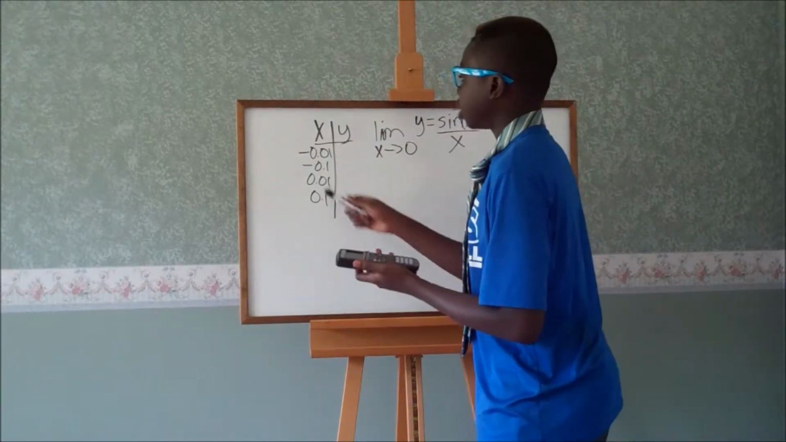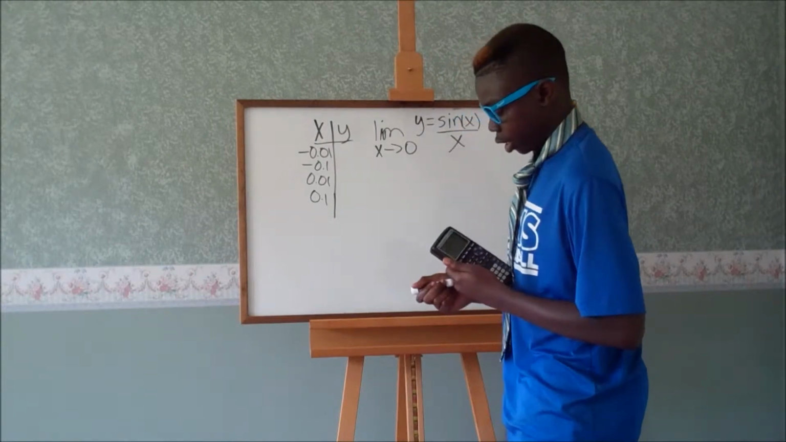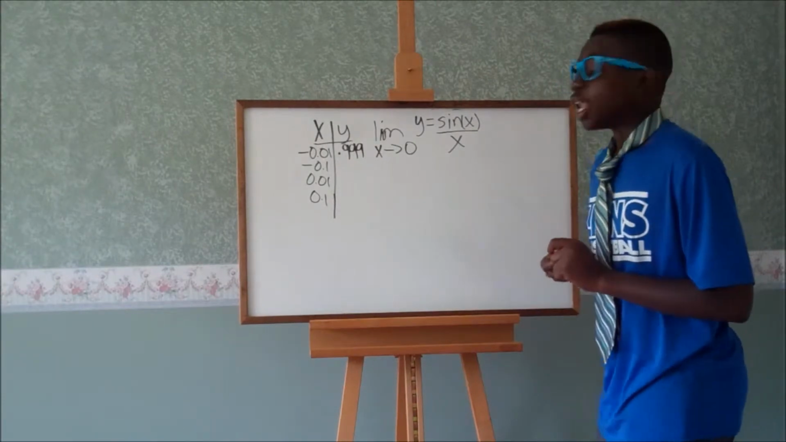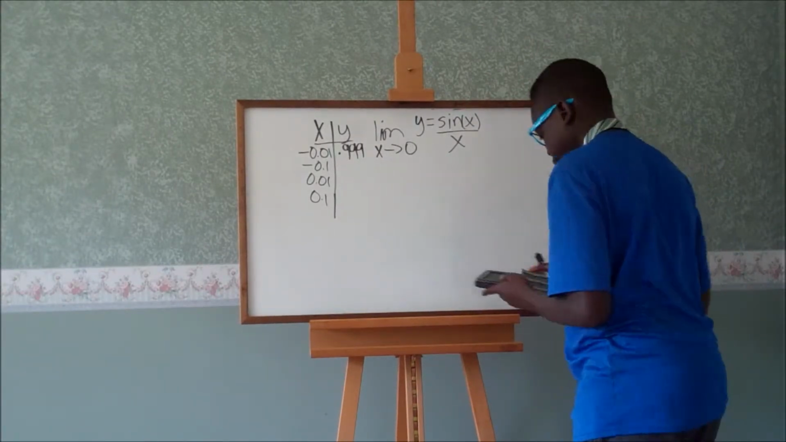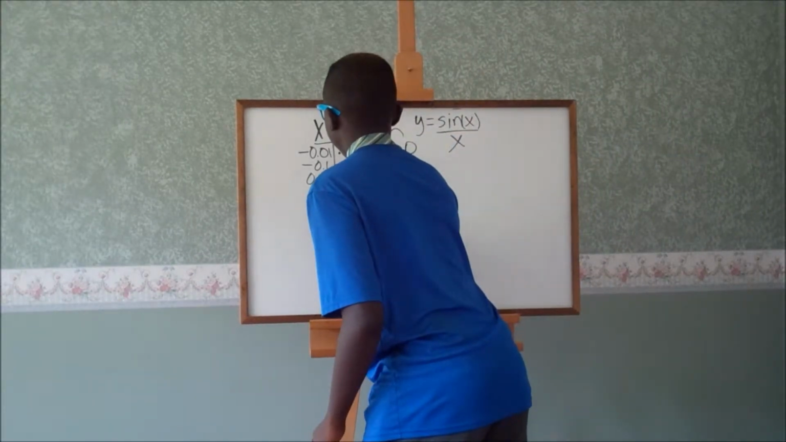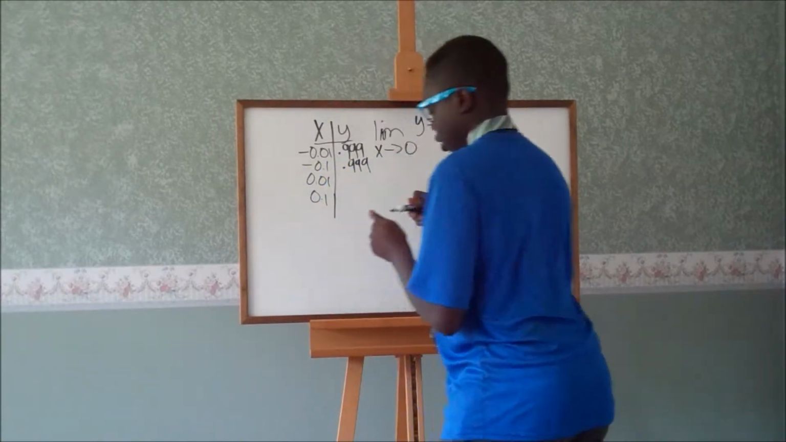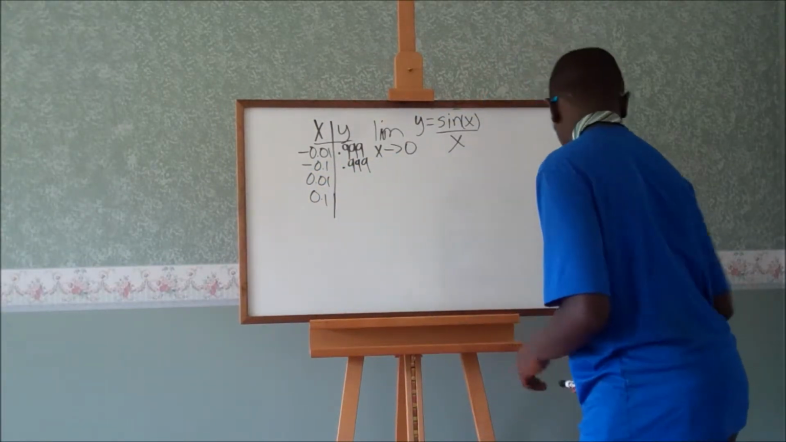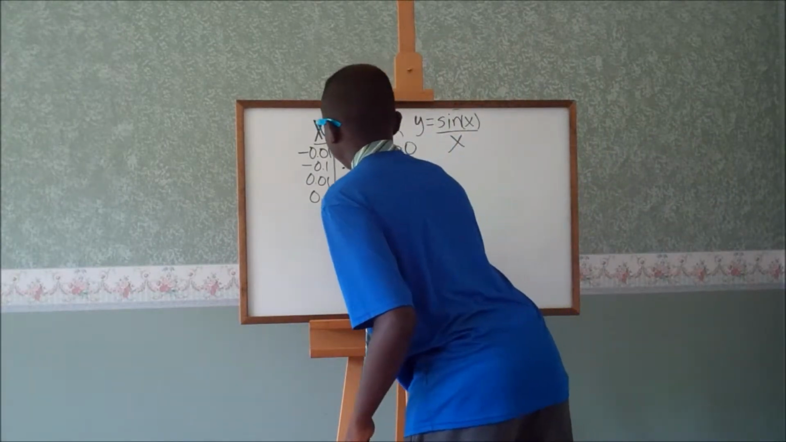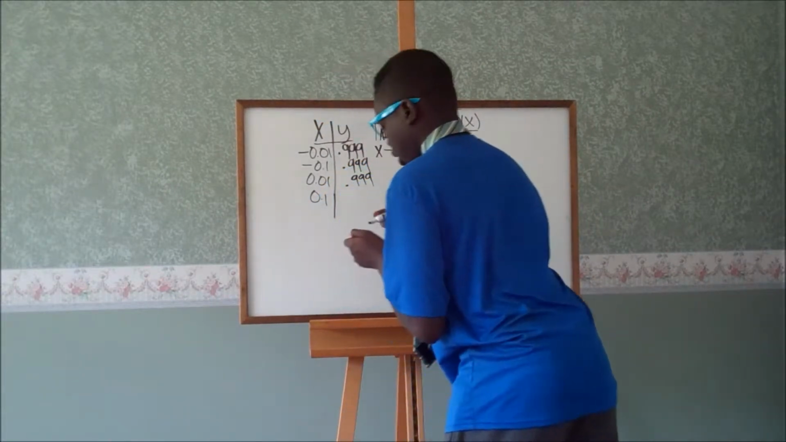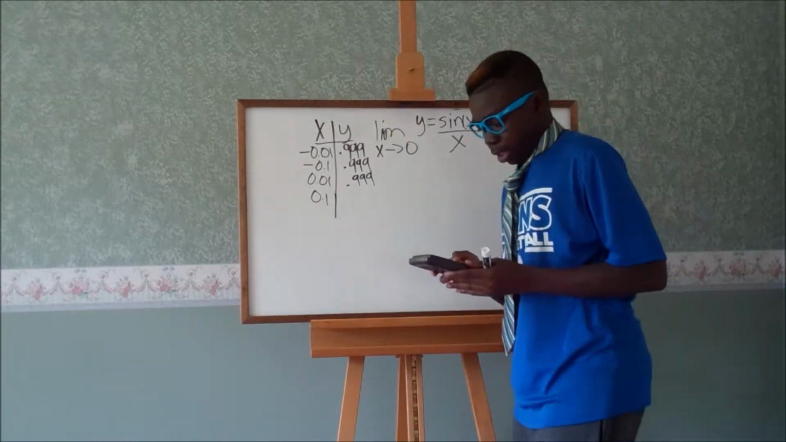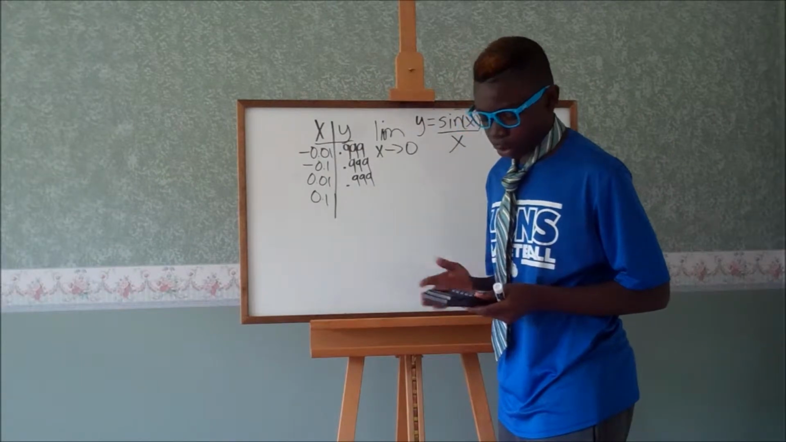When I plugged in negative 0.01, I got the following: 0.999. Now I'm going to plug in the next x value here. Oh, the same exact value, 0.999. Now I'm going to plug in these last 2, 0.001. Same thing. And I'm pretty positive that 0.1 would also be the same thing, but let's just be safe and plug it in anyways. And what do you know? 0.999.